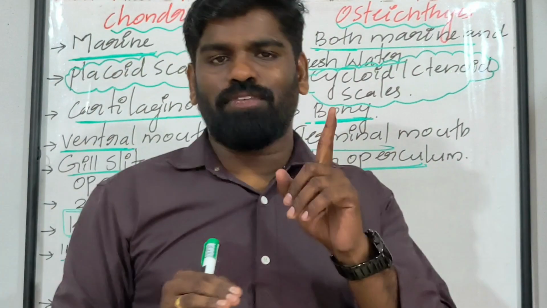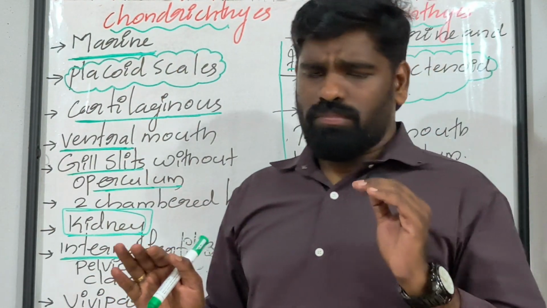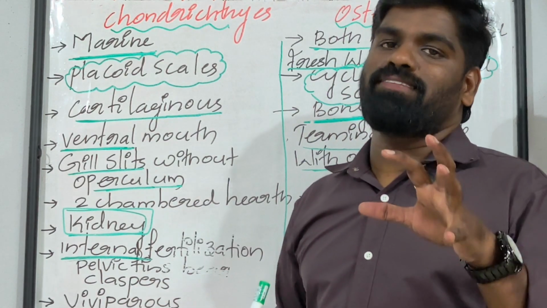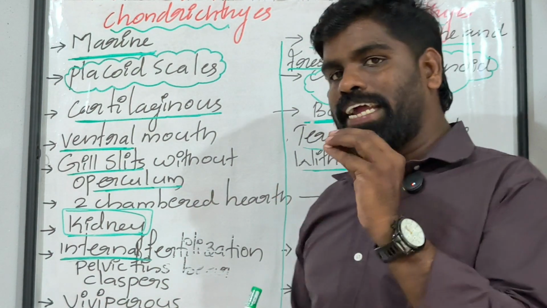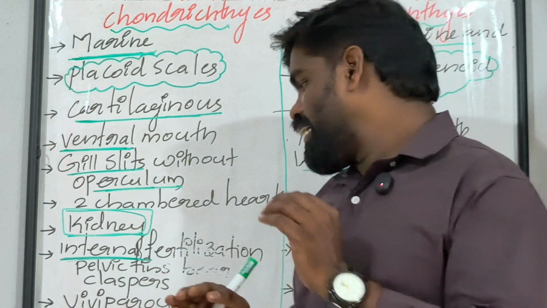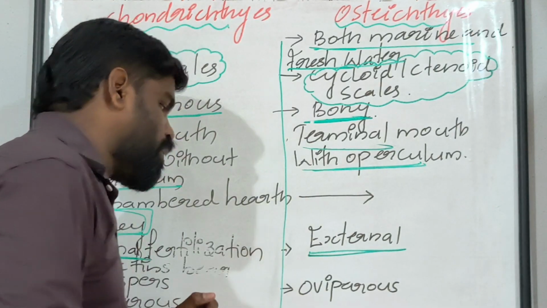Now, along with that, one more point we have to remember in Chondrichthyes. See, in case of Chondrichthyes, the pelvic fins of male bear claspers. Okay, pelvic fins bear claspers in male. That you keep in your mind.